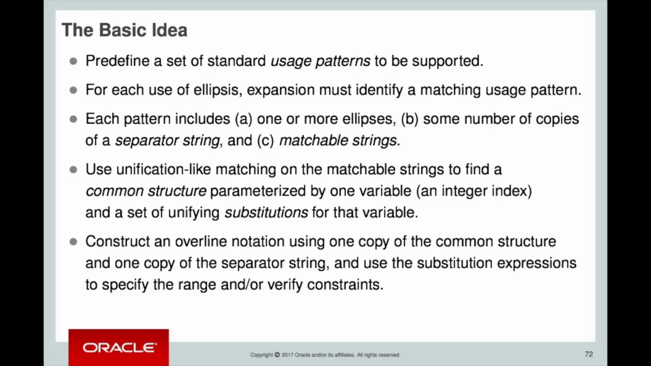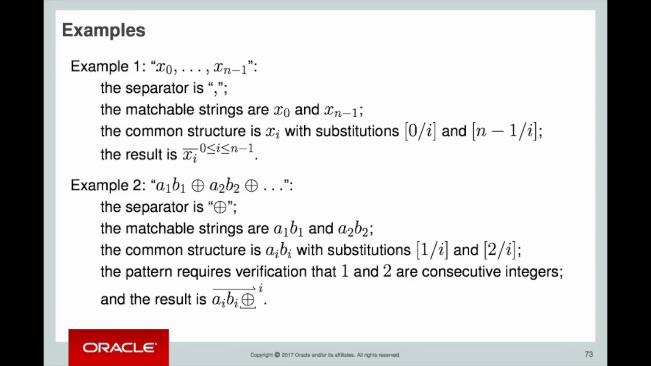So let me just run you through a simple example. This first example is x sub 0, comma, dot, dot, dot, comma, x sub n minus 1. The separator is comma. There's an ellipsis in there. The matchable strings are x sub 1 and x sub n. You do some unification, discover that the common structure is x sub I, with the substitution 0 for I and n minus 1 for I. And then having discovered those substitutions, it's very easy to construct the overline notation, overline of x sub I, where I ranges from 0 to n minus 1.